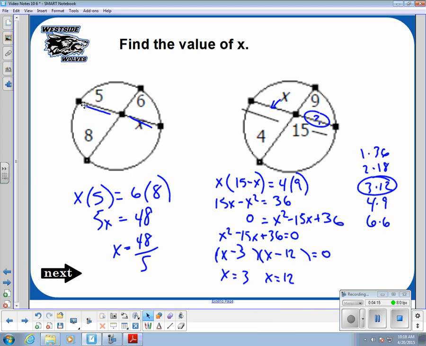That's kind of strange. Actually, it's not in this case, because if x is 3 here, what's left out of 15 to be the other part? Well, that would be 12. And if x here is 12, what's left to be on the other part? 3. And so actually both values work. So there's two different answers that work here, and so there's two solutions for x.